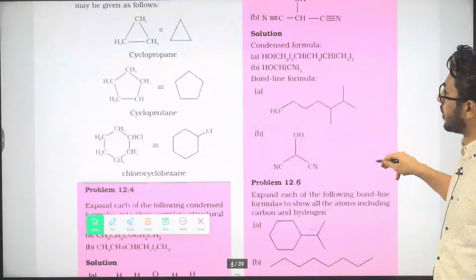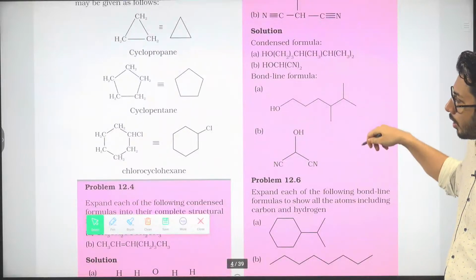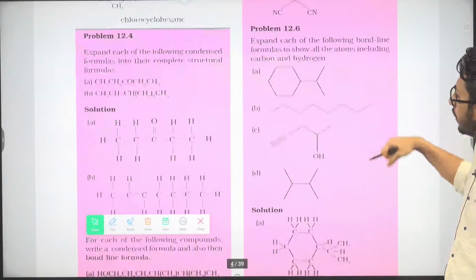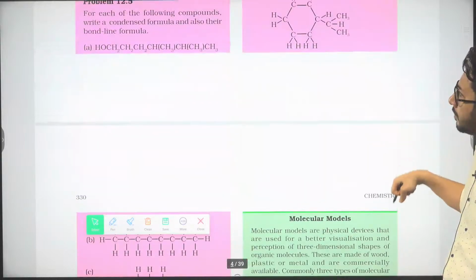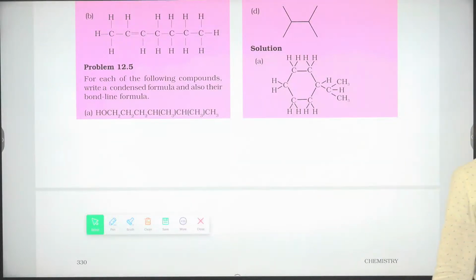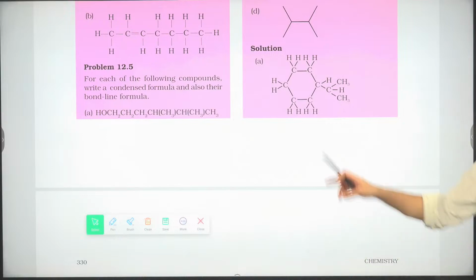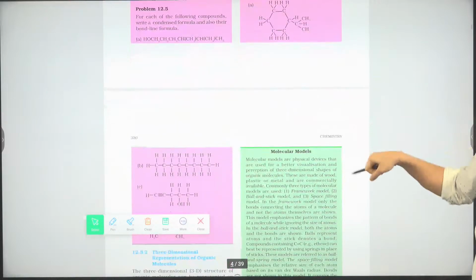Then initially on this page, if you have gone through, have you solved these questions? All questions solved, 12.4, 12.6, 12.5? Completed those questions? Any doubts in any of the structures? In these questions, do you want to ask anything? Any doubts you want to ask?